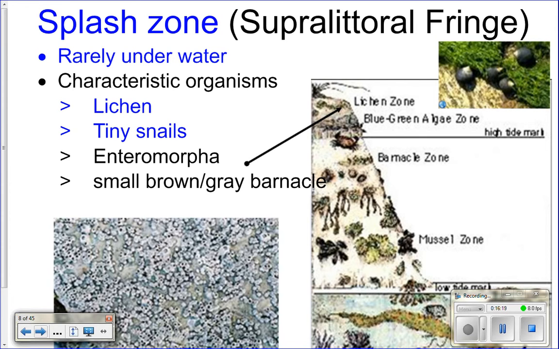Types of animals that you find in this area are going to be these little snails, and Pteramorpha. That's actually that green algae that's in the picture. And then you also get these small brownish gray barnacles that live up here as well. So they're like the little ones. And then lichen. Do you guys remember what lichen are from freshman bio or 8th grade science? It's a mutualistic relationship between fungi and algae. Remember that? So it's a fungus and an algae living together. And so lichen are found up here in the stone. So that's up here. Okay, that's the splash zone.